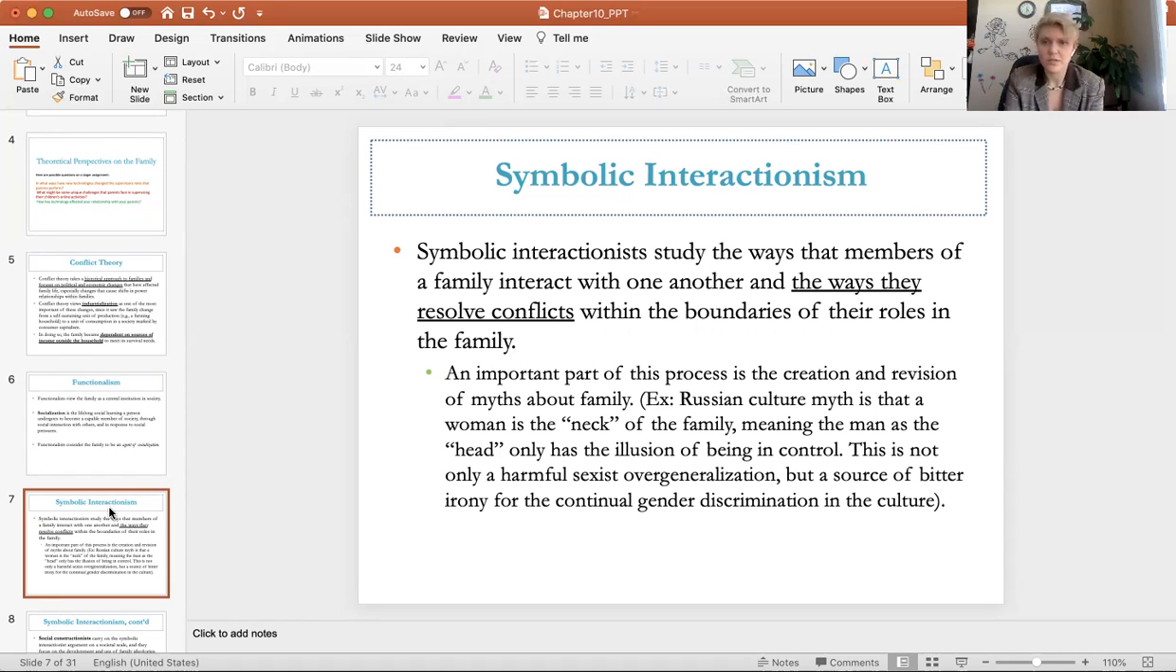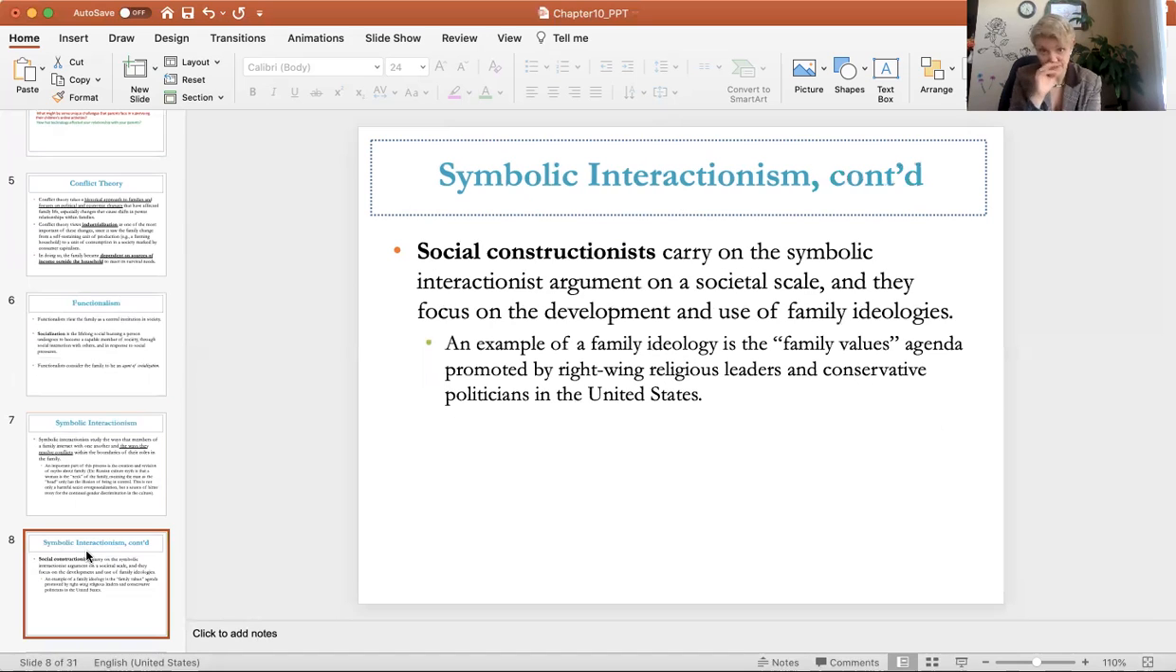I would say the personal example in the Russian culture, there's a myth that women are a kind of a neck for the head of the household. So a male is the head and the female is the neck. So you can imagine where the neck turns is where the head goes. And this is, I would say, to some extent, a witty expression. It's an idiomatic kind of thing that people say in Russia, but I would say not only is it a kind of harmful sexist overgeneralization, but also I would argue it has bitter irony for the continual gender discrimination in the culture where women still earn less money or have to both work and do all the housework and so on. And we'll talk about housework in this unit as well.